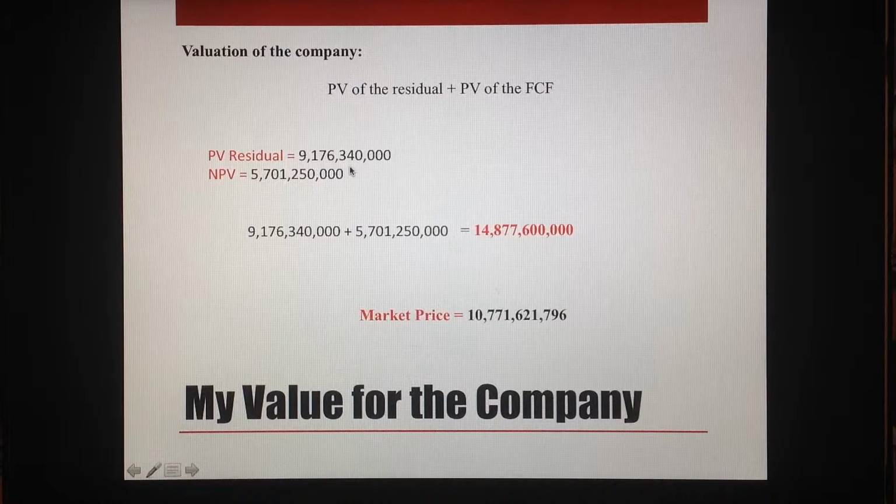Then I calculated the value of the company by using this formula, which is PV of the residual plus PV of the free cash flow. PV of the residual was 9 billion and NPV was 5 billion. So I added them together and I got 14 billion, and the market price is 10 billion. So there's a gap between my evaluation and the market price, which is higher than the market price.